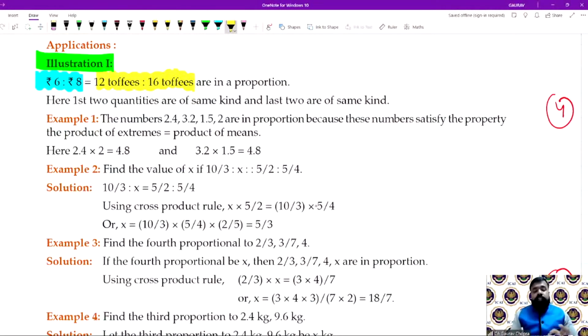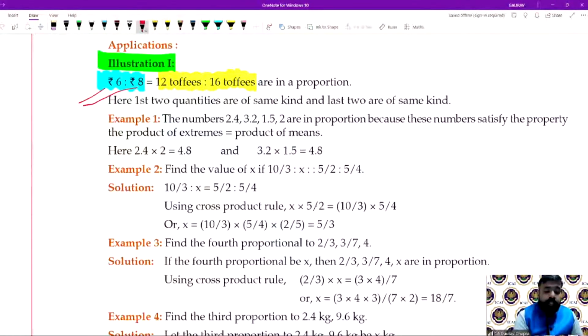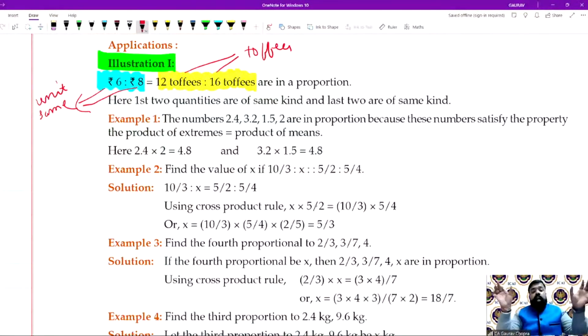Now it is not at all necessary that both ratios must have the same unit. The terms of a ratio must have the same unit. I repeat, rupees 6 and rupees 8 both are in rupees. So this unit must be the same. Similarly, 12 toffees and 16 toffees, so here the unit is toffees. So this unit must be the same. But when we are comparing both the ratios, one is in rupees, the other is in toffees, it doesn't matter. Both can become equal. So 6 by 8 and on the opposite side we have 12 by 16. If we cancel them, we get 3 by 4 on both sides. That means they are equal. They are in proportion. So whenever two ratios are equal, they are said to be in proportion.